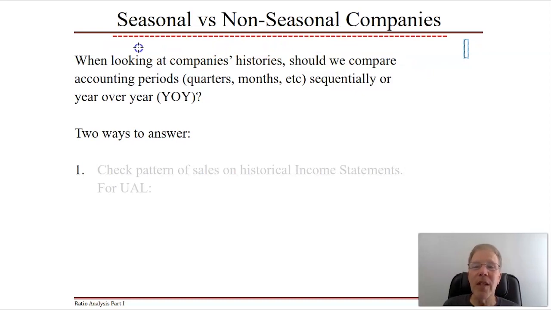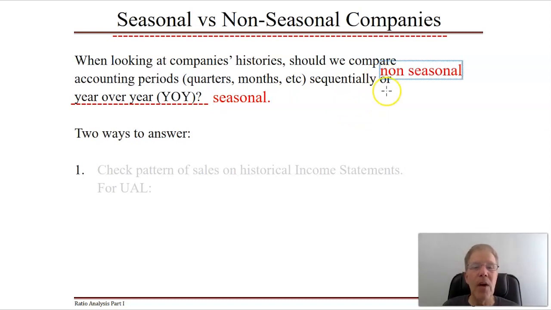So the same thing is going to turn out to be true for these airline companies, although it's not completely intuitive why that would be true. So we want to understand if a company is seasonal or not, because if it is seasonal, then we have to compare accounting periods year on year, instead of quarter on quarter. So this is going to be for seasonal companies, and sequentially is going to be for non-seasonal. Okay, so an example of a non-seasonal company would be Procter & Gamble.